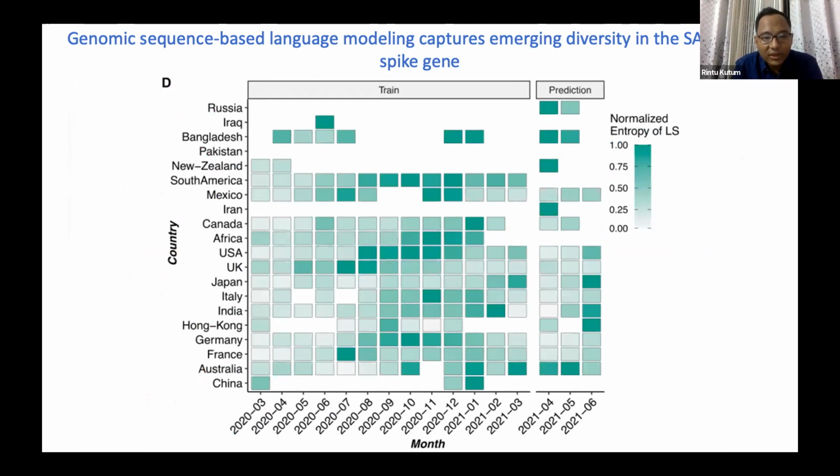Then we tried to understand whether we can capture the information in the latent dimension as a single metric. For that, we computed the normalized information content, which is the entropy, and we clearly see dynamic changes across the months for different countries. In some countries the information content reached a maximum and later decreased. In the predicted one, we see a huge increase in information content for the June month, and likewise for other countries, which represents that the diversity of the spike gene protein has been captured appropriately.